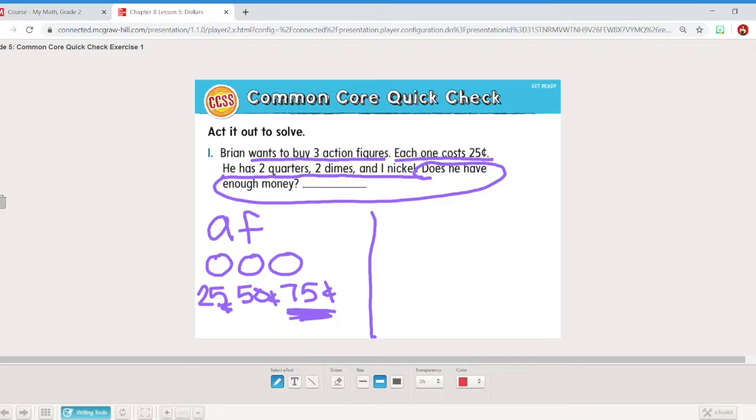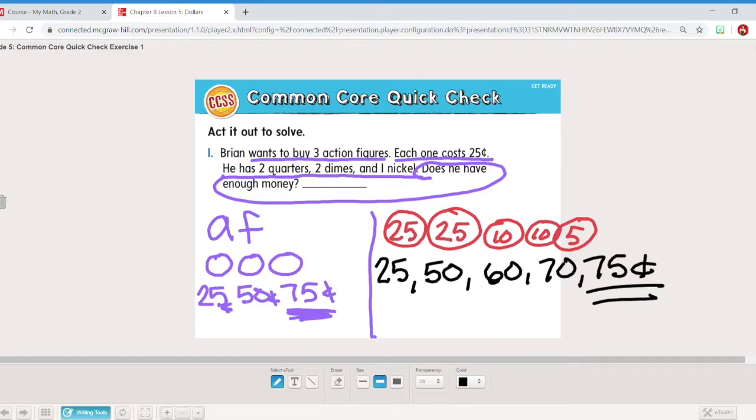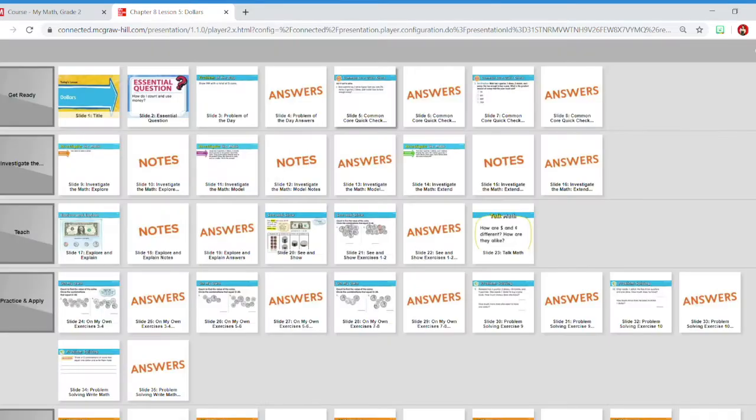All right, now let's check to see if he has enough. I'm going to switch colors here so it's not as confusing. He has 2 quarters. We're going to label on the inside so that we can keep track. He has 2 dimes and 1 nickel. Now let's add up by counting on. 25, 50, 60, 70, 75 cents. Oh my goodness, looks like Brian has just enough. Yes, he does have enough money.